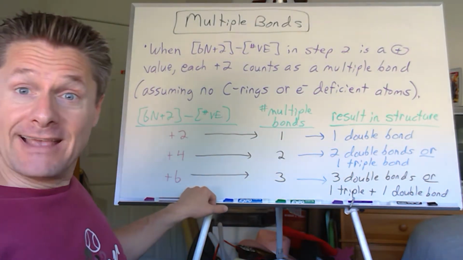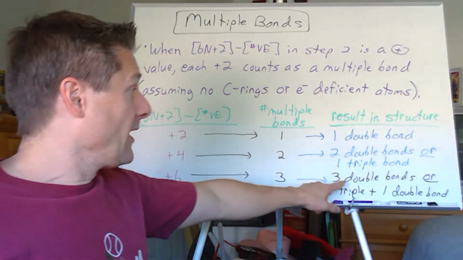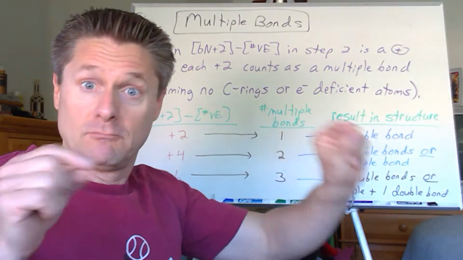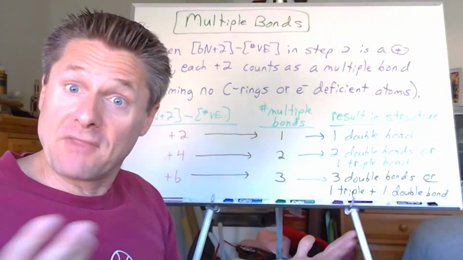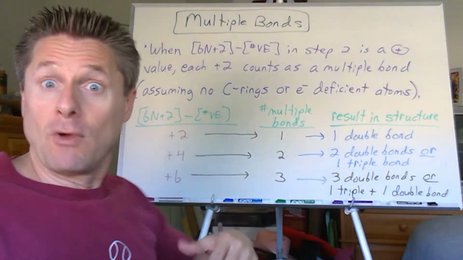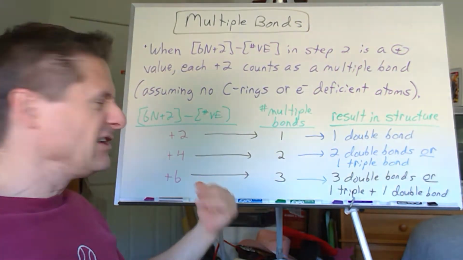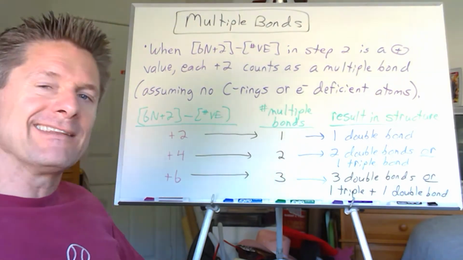If you have a value of plus 6, that's 3 multiple bonds. So that could be 3 double bonds, right? Somewhere in the species. Or you could have a triple bond somewhere and a double bond somewhere else. That counts. And then you could go to plus 8, plus 12, and then you're getting really complicated stuff. You won't see too many more than plus 6 or plus 8 in this class.